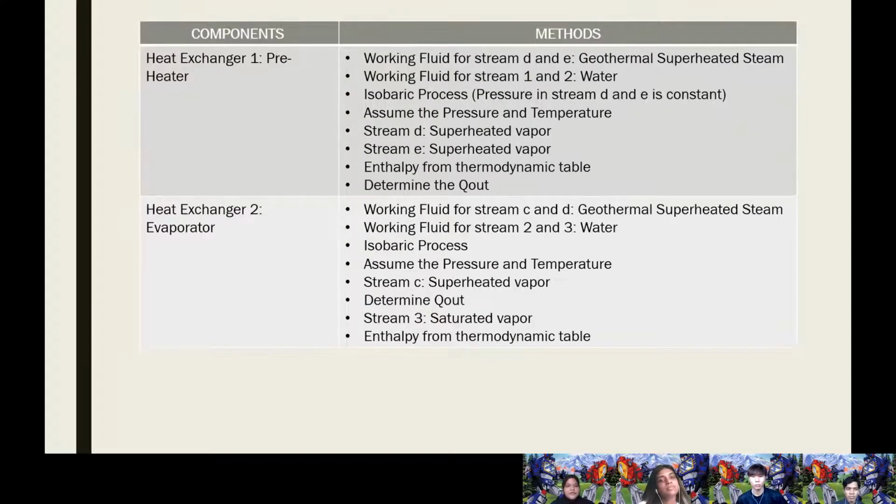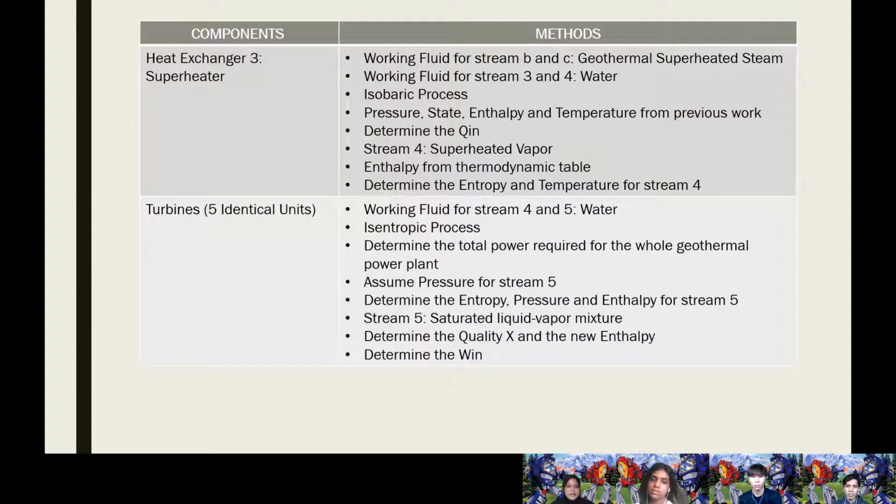So for the heat exchanger 1, which is the preheater, the working fluid for stream D and E is geothermal superheated steam, and the working fluid for stream 1 and 2 is water. It is an isobaric process where the pressure in stream D and E is constant. We assume the pressure and the temperature. From the thermodynamic table, we know that stream D is superheated vapor and stream E is superheated vapor. So we get the enthalpy from the thermodynamic table. Lastly, we determine the Q out. We also use the same method for the heat exchanger 2, which is the evaporator. For the heat exchanger 3, the superheater, we also use the same method as the preheater.